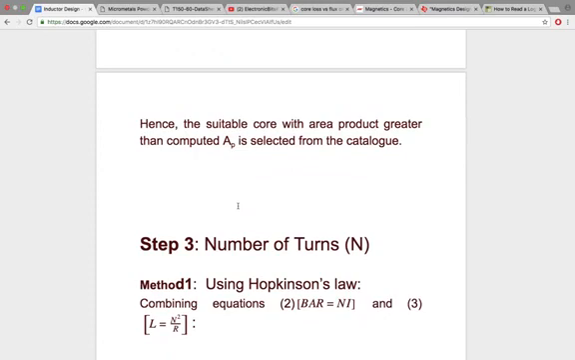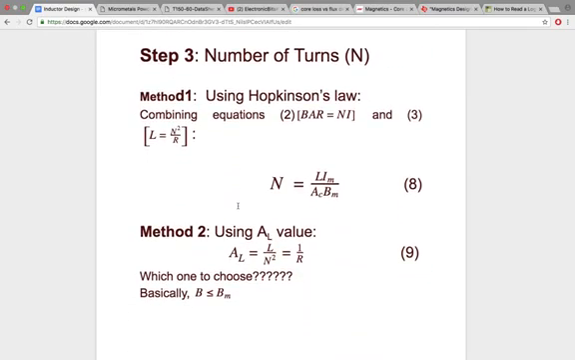Now we have the area product formula. We calculate the value of the area product for our inductance requirement, and we choose a core which has an area product higher than the one we computed, from the catalog of cores provided by the manufacturer. So you can look at the different sizes of core which meet the area product requirement. This is a very important part where I'll be answering the first question. Actually, the first two questions will be answered here itself.